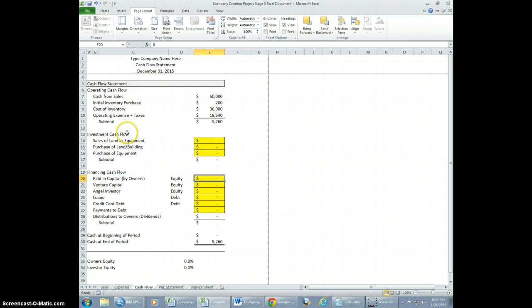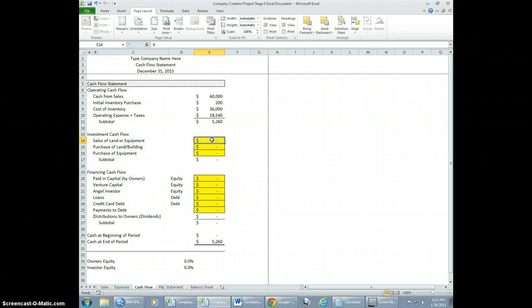The next part is your investment cash flow. So this relates to the investments that you potentially will be making in assets such as land, equipment, and buildings. The sales of land or equipment, that would be if your company currently owns land or equipment. At this point in time, since you are a new company, we're going to make the assumption that you do not own any of this. So although there's a space to input a value in here, you want to keep this at 0.